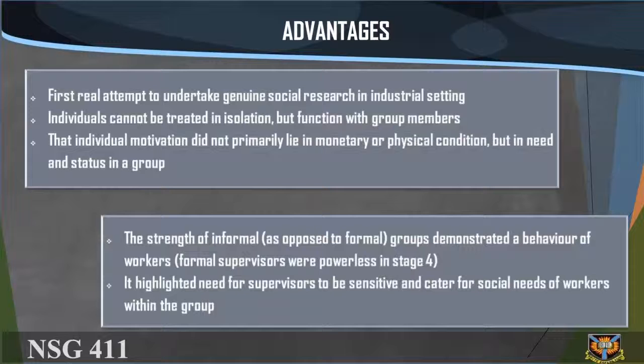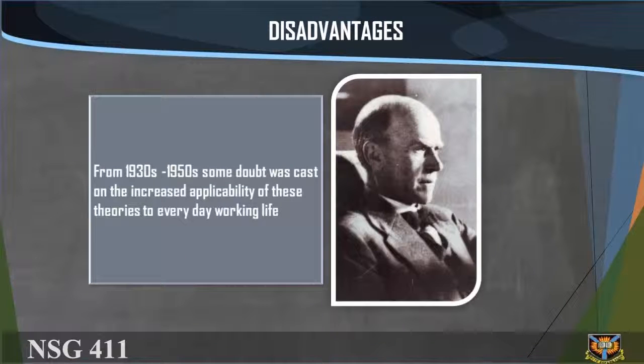Formal supervisors were powerless in stage 4. It highlighted the need for supervisors to be sensitive and cater for the social needs of workers within the group. Disadvantages: from the 1930s to 1950s, some doubt was cast on the applicability of these theories to everyday working life.